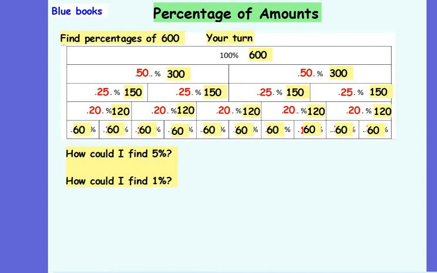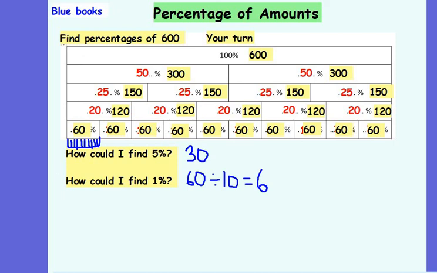And if we were talking about the extension questions, to find 5%, I needed to divide each of these sections into 2. 60 divided by 2 would give me 30, so 5% would be 30. To find 1%, I needed to divide this 10% into 10 sections. So they'd be really tiny sections. 60 divided by 10 gives me what, Rosie? 6. Lovely.